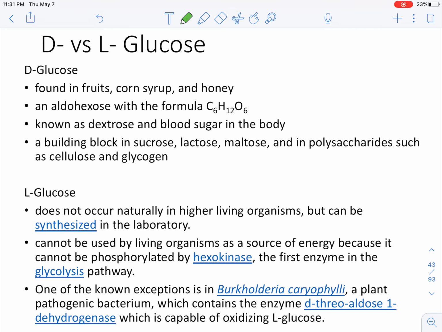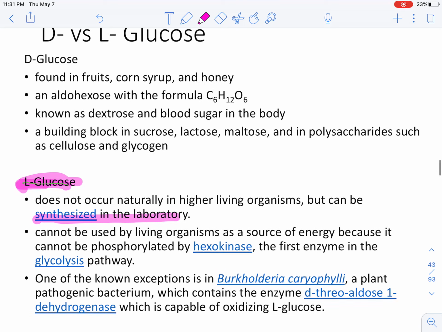So if you guys ingest synthetic L-glucose, our body doesn't have the enzyme to recognize this specific stereoisomer of this carbohydrate, and therefore it cannot utilize it as a source of energy. It cannot break it down, it cannot extract its electrons.